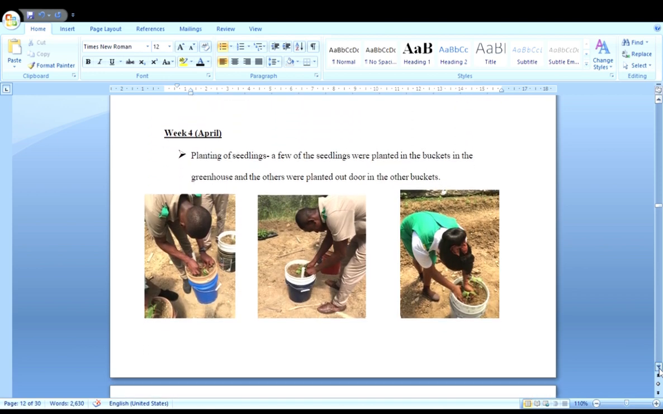Alright, here again we have number 4, which is the 4th activity, planting of the seedlings. A few of the seedlings were planted in buckets in the greenhouse, and the others were planted outdoor in the other buckets. So activity 4, under week 4, transplanting of seedlings. The activities you do indoor are the same activities that were done outdoor. The only difference, remember, is that some of the plants were indoor while some were outdoor.